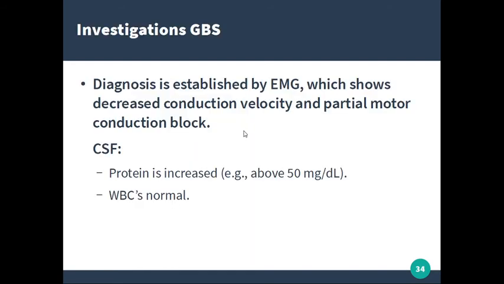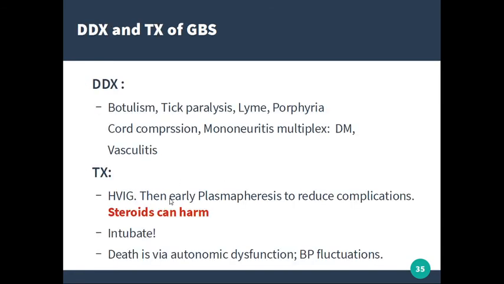So, what investigations can we carry out in Guillain-Barre syndrome? Diagnosis is usually established by carrying out an EMG. The electromyographic studies show a decreased conduction velocity and a partial motor conduction block. If we take a lumbar puncture, the CSF will show elevated proteins, however white cells are usually normal. The differential of Guillain-Barre can be botulism, tick paralysis, porphyria, cord compression, diabetes, and vasculitis.